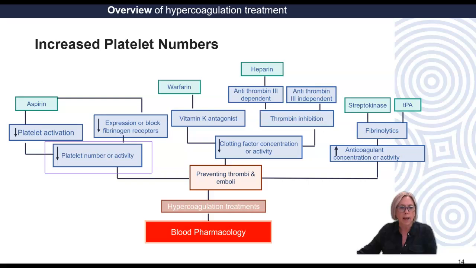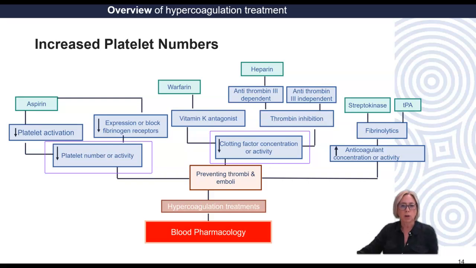We're going to be looking at aspirin. We're not going to be looking at decreasing the number, but we will look at decreasing the activity of platelets. And this can be done by decreasing platelet activation or decreasing the expression or block of the fibrinogen receptors. The second way that can be done is by decreasing the clotting factor concentration or activity. And so this can be done through the use of these anticoagulants. If it needs to be done acutely, heparin, and then long-term anticoagulation can be provided using a drug called warfarin.